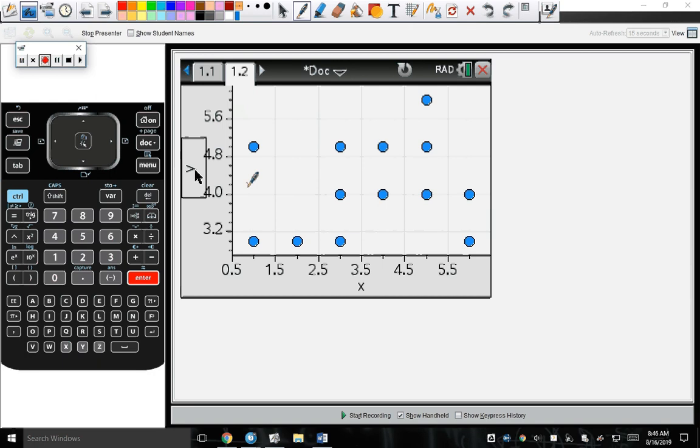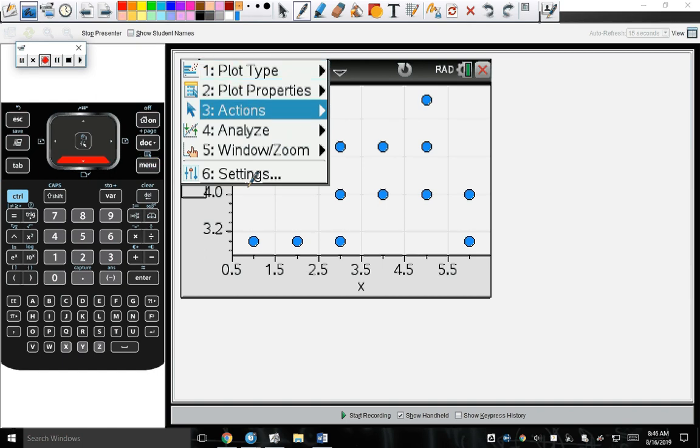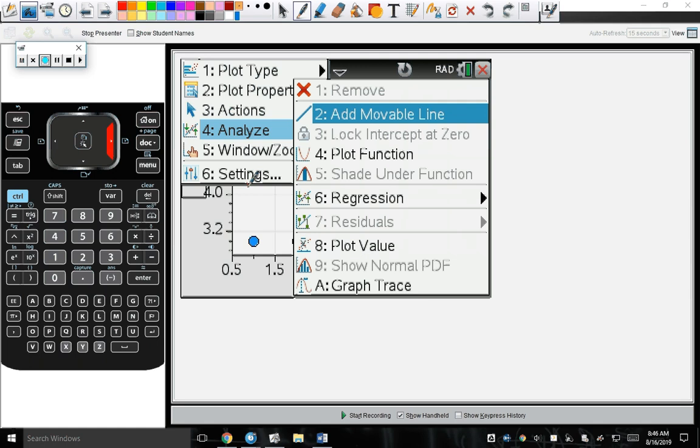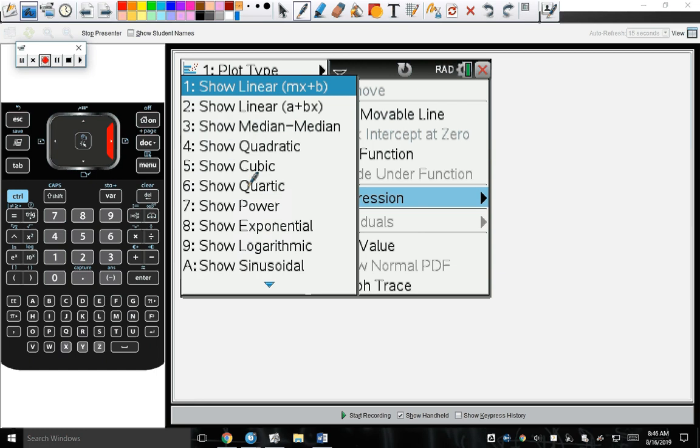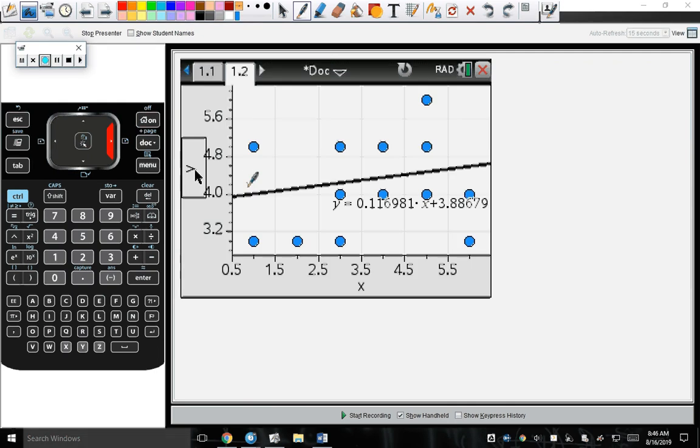If you look at your data points right here, it says linear regression instructions basically for the Nspire. The only thing that we did not do that we need to finish here at the end is that we're going to do this linear regression. Okay? So what I want you to do is we're going to go menu. We're going to do analyze, just like it has on your paper, and we're going to go to regression, and we're going to show the linear. Okay? So show the linear, and there's the linear regression.